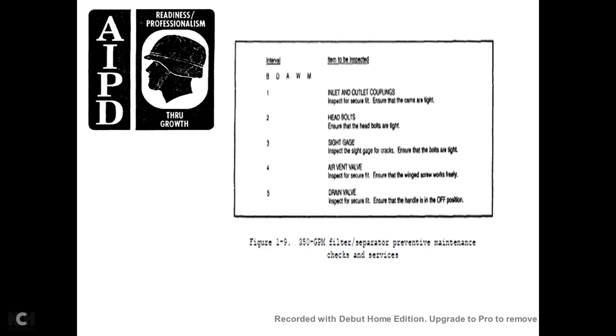Figure 1.9 shows the 350-gallon filter separator preventive maintenance checks and services list. Number 1, inlet and outlet couplings: inspect and secure and fit, ensure that the cams are tight. Head bolts: ensure the head bolts are tight. Sight glass: inspect the sight glass for cracks, ensure that the bolts are tight. Air vent valve: inspect and secure, ensure that the weight screws work freely. Drain valve: inspect and secure, and ensure that the handle is in the off position.